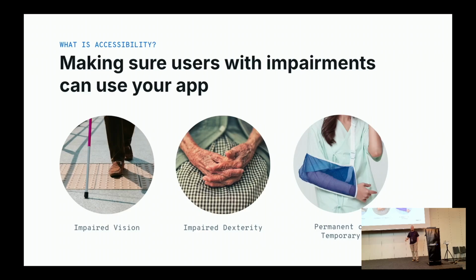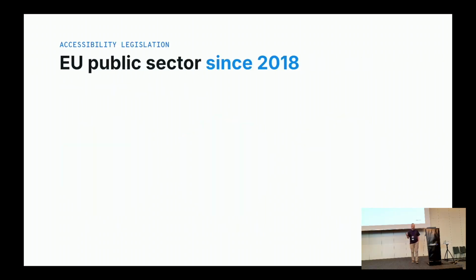So why should you care about these people? Well, for one thing, they are potential users, and you probably don't want to exclude any users from your app if you can avoid it. And of course, then there is the legal aspect. I'm going to be focusing on the European Union today because we are in the European Union and I only have 45 minutes and I don't have time to go into other regions like the United States, but there are to a large extent similar laws there as well.